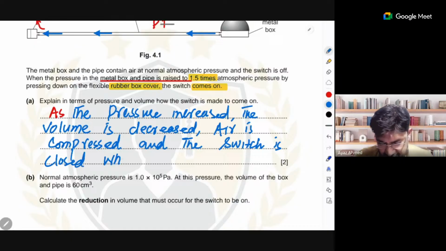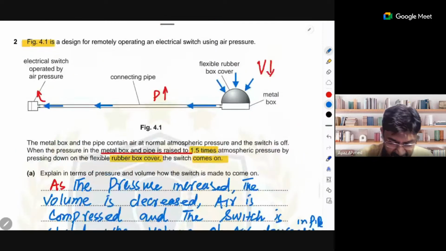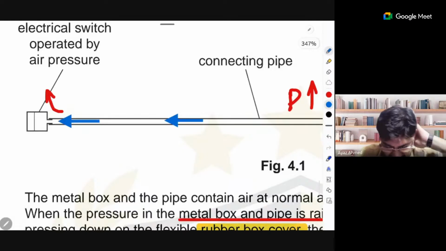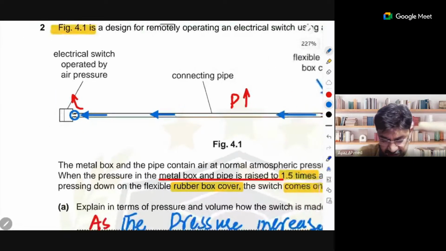When the volume of air decreases in the pipe. Here the volume will be decreased. Sorry, I have just put it in reverse. So this is the switch. So when volume is decreased, it would be closed. Then it would be operated.